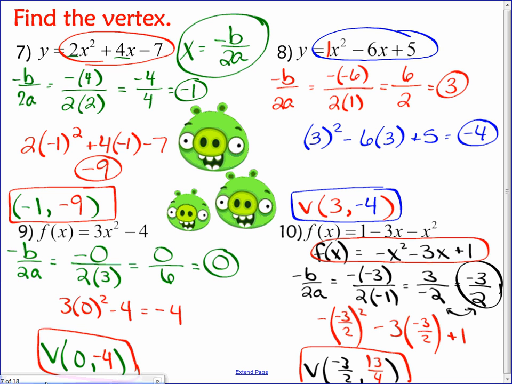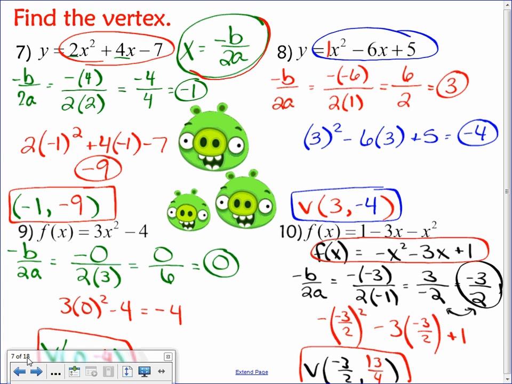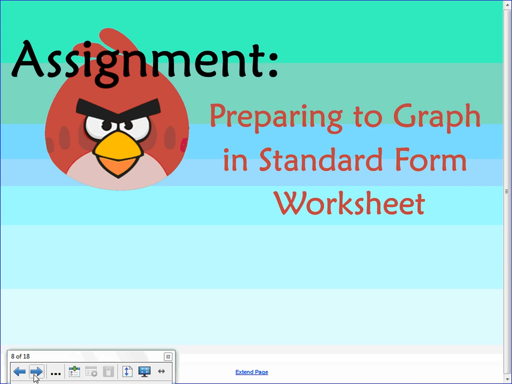All right, so hopefully we did okay. Big idea, though, make sure we're remembering to find the x value. It's negative b over 2a. All right, that's it for today's lesson.